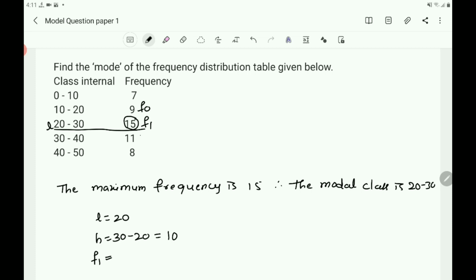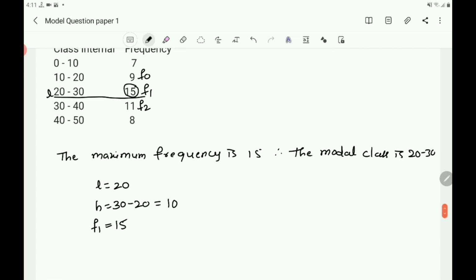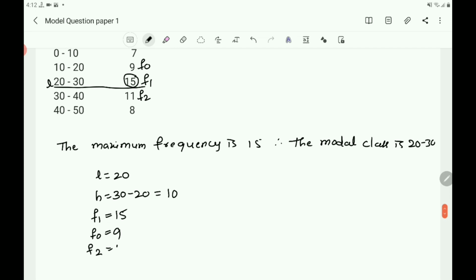And F2 is 11, that is the frequency of the class succeeding the modal class. So F1 you write 15, that is the frequency of the modal class, and F0 is the frequency of the class preceding the modal class, that is 9, and F2 is the frequency of the class succeeding the modal class, that is 11. You got all L, H, F1, F0 and F2.